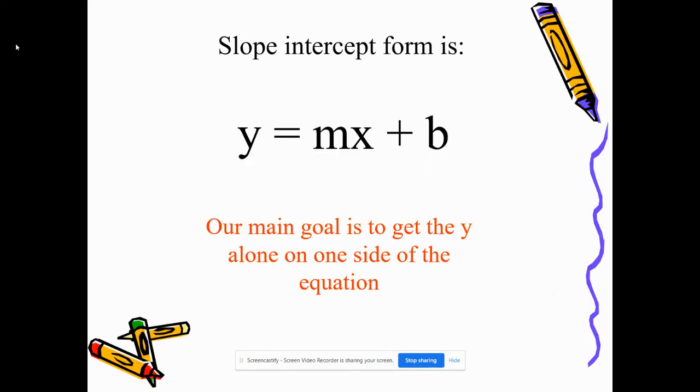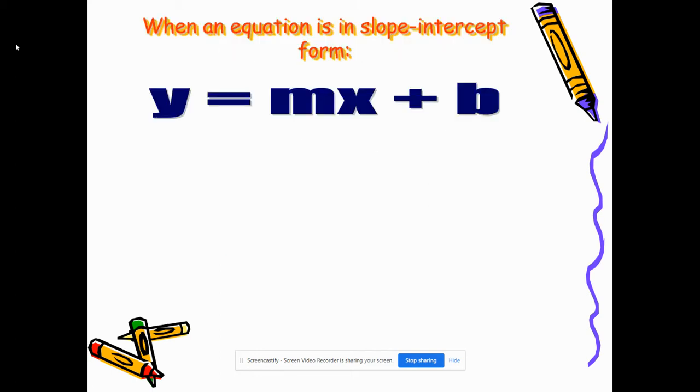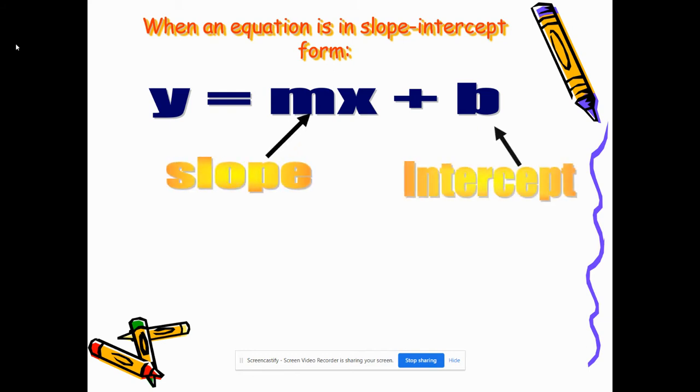Okay, so again, our slope-intercept form is y equals mx plus b. And as we know from class, our main goal is to get the y by itself. Therefore, we can either insert the equation into the graphing calculator or graph the line manually, given the slope and y-intercept. So when an equation is in slope-intercept form, we know the slope of the line and the y-intercept.